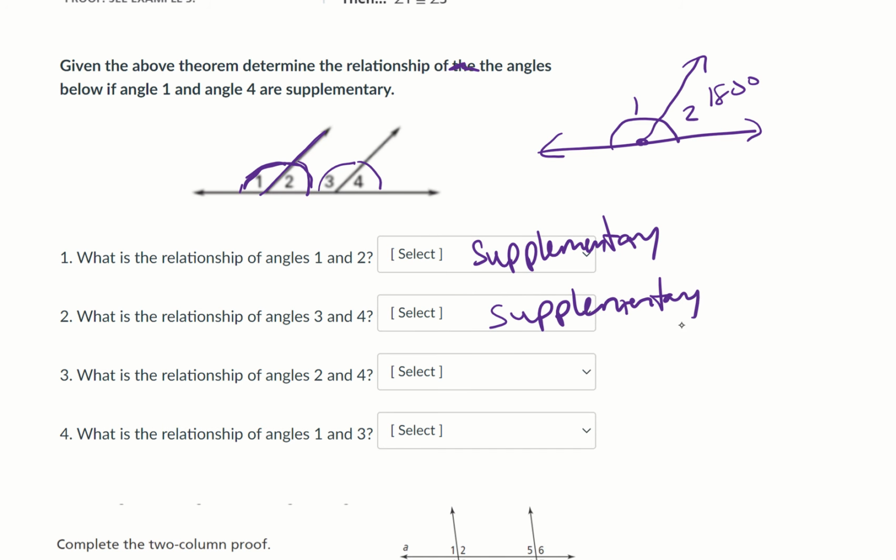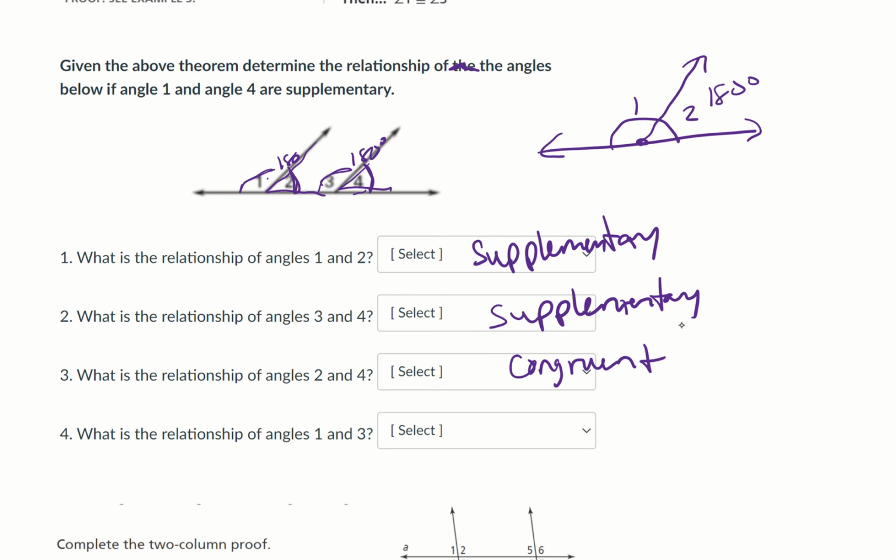Now let's look at the relationship of angles 2 and angle 4. If we want to look at angle 2 and angle 4, we know that these add up to 180, right? These two add up to 180. So what is angle 2 and angle 4? Well, angle 2 and angle 4 have to be the same. And that's because angle 1 is supplementary to angle 2, and angle 3 is supplementary to angle 4, and angle 1 and angle 3 are the same angle. Angle 2 and angle 4 are also the same angle. Notice that they're the same exact angle. So they're congruent.